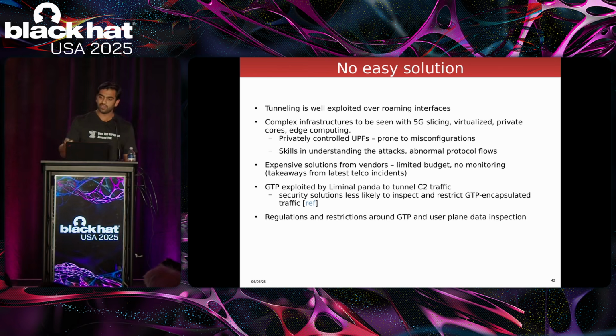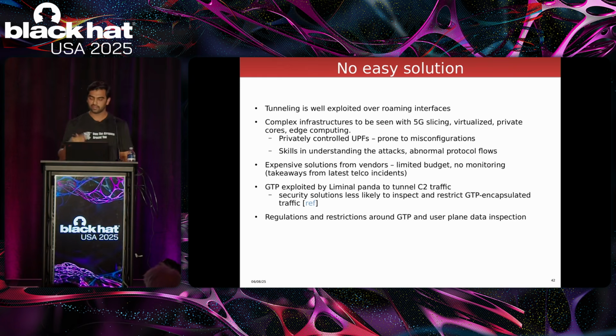Then we will see complex infrastructures in 5G networks. We're talking about slicing, and there will be numerous small private networks, and maybe they're not skilled enough to understand the abnormal attacks that prevail in telecom networks. Probably some of you have heard of GTP door. It is a backdoor that exploits the GTP protocol to execute shell code inside the core network and tunnel confidential information out of the network. Until some years ago, none of the firewalls detected that.